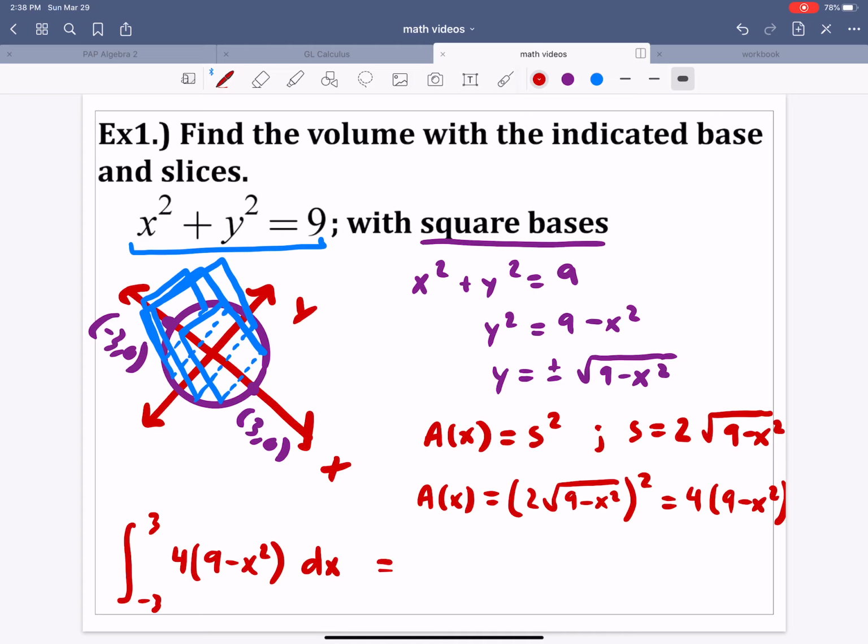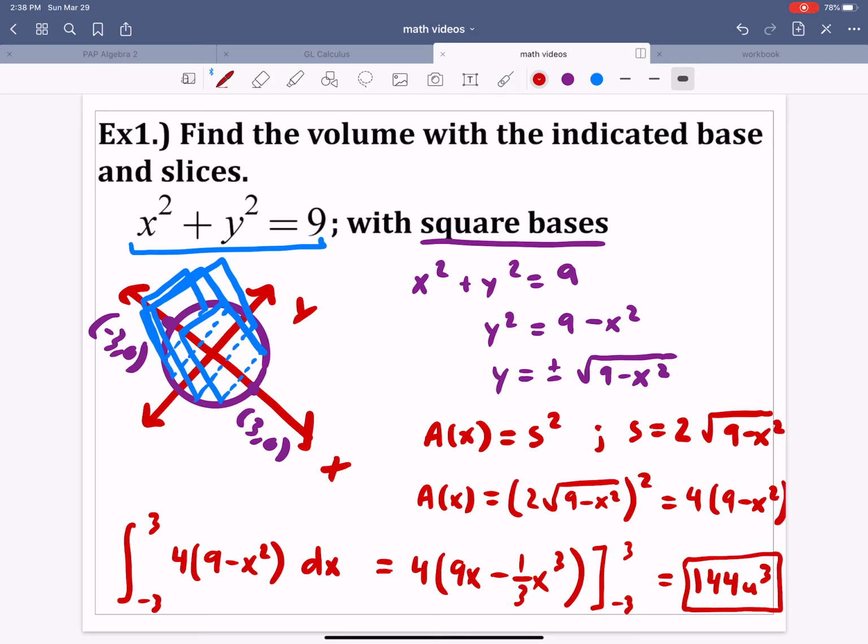So again, this is a pretty easy integral to calculate here. That ends up giving me 4 times 9x minus 1/3 x cubed. And again, we're evaluating that from -3 to +3. And I will let you plug and chug that. Plug 3 in for x, and then plug -3 in for x and subtract. And you should end up getting 144 units cubed. 144 units cubed would be the volume created by that shape.